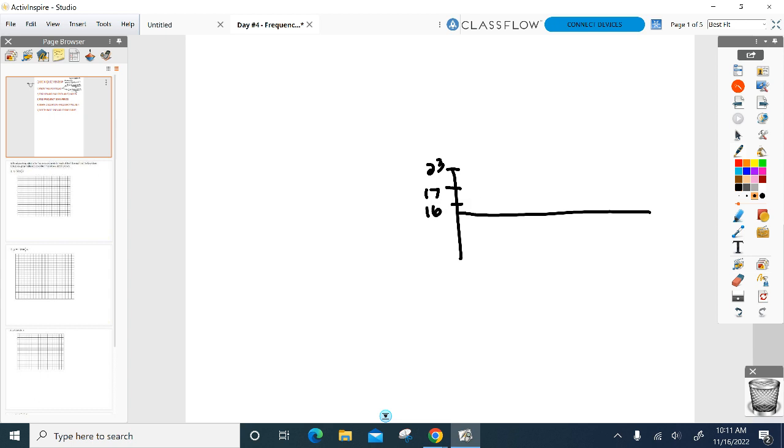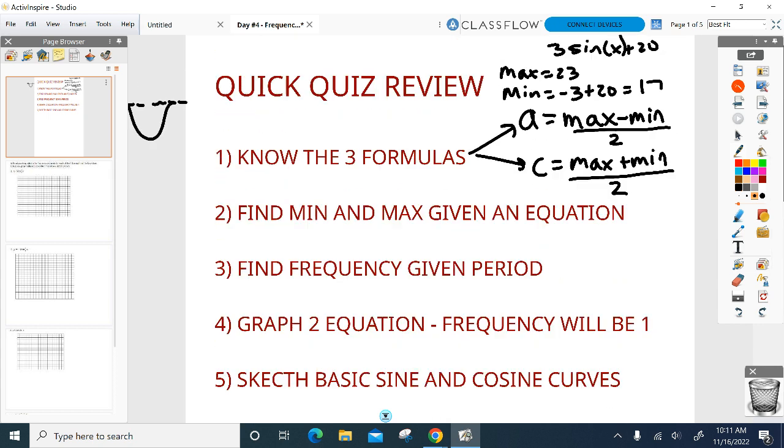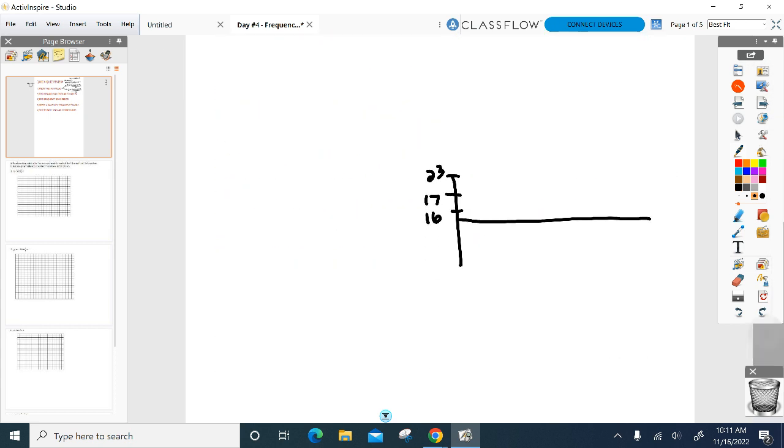This was the sine curve. Here's 20, so it starts at the midline, goes to the max, minimum, midline, and then I'm done. There's that curve, right? There's 16. So I'm going to ask a question like that. All good there, guys?